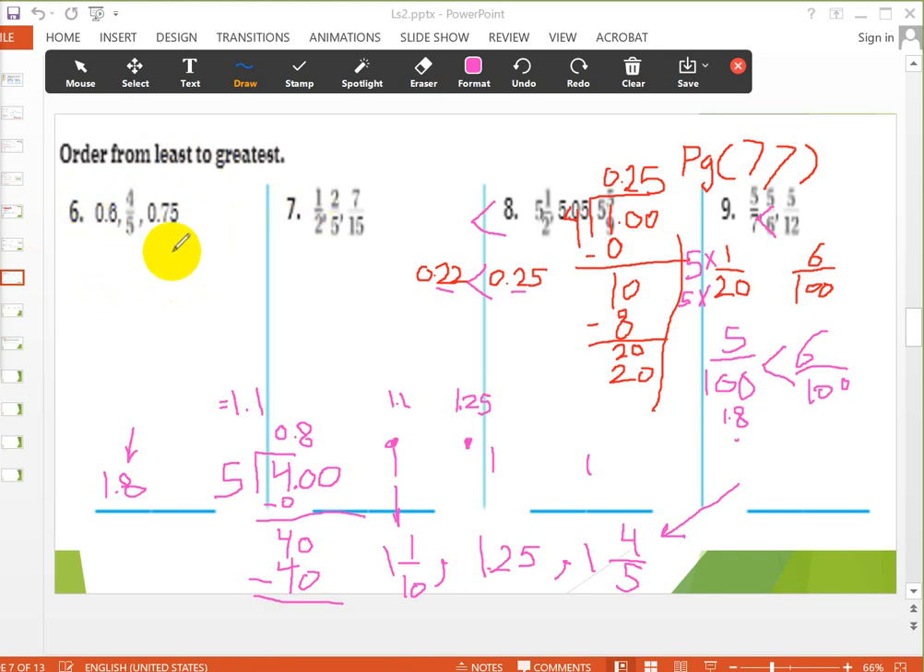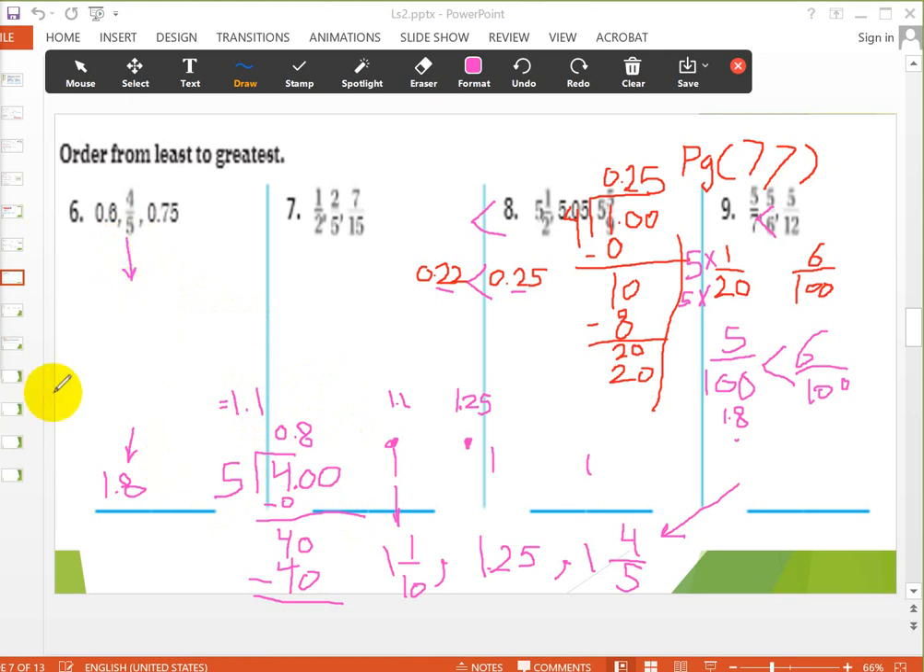So that means I have to compare the numbers. This number is a decimal, this number is a decimal, but this number is a fraction. What do I have to do? I have to make this number a decimal also. Look right here. I divided 4 over 5 in the last exercise. So I divided 4 over 5, and the answer was what? 0.8. So no need to repeat it again.